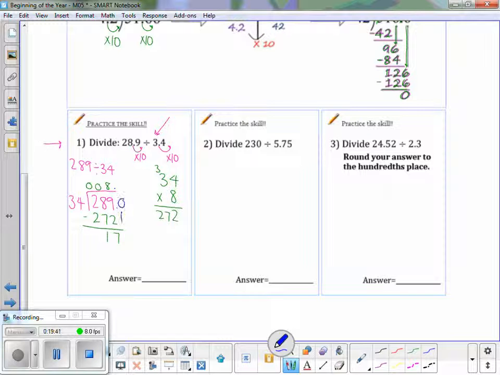Okay? So 34 goes into 170. I'm going to help you guys out with this one. It goes in 5 times. So I'm going to put my 5 up here. 34 times 5 is 170, and I'm left with 0. So I can stop there. So my final answer for this is 8 and 5 tenths.